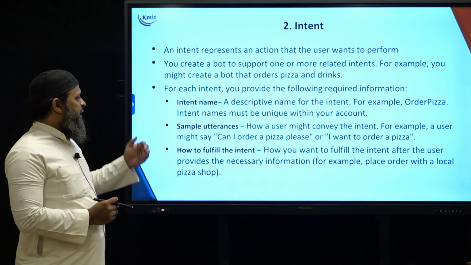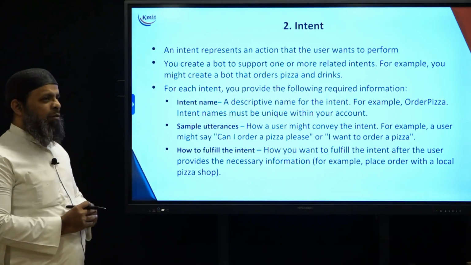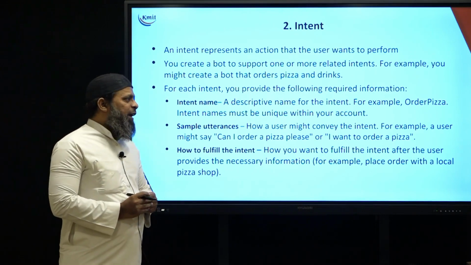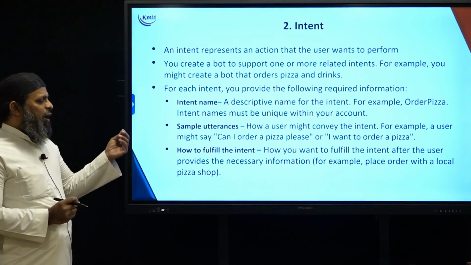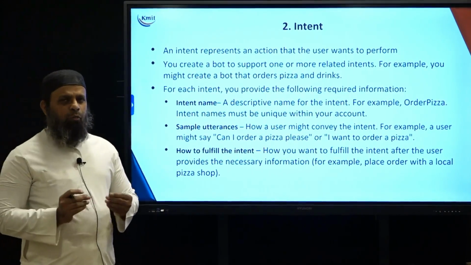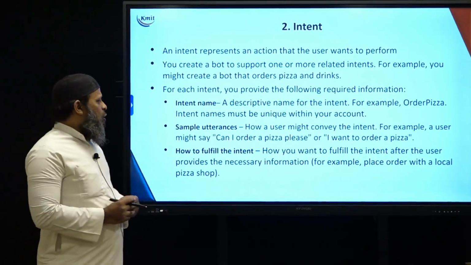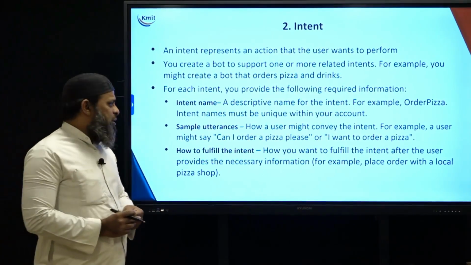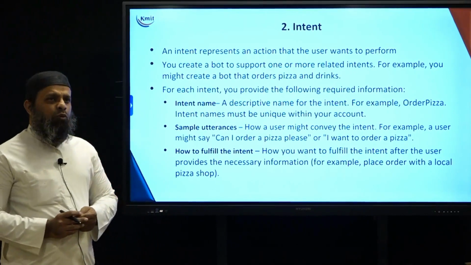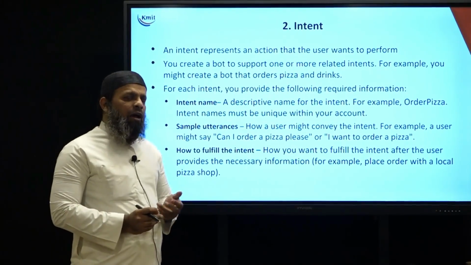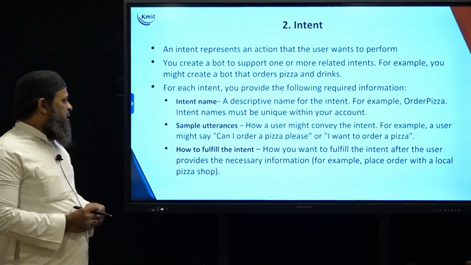Every intent should also have a name, and that name should be descriptive, meaning it should tell what that intent is going to do. Suppose I am creating a pizza order bot, then my intent will be OrderPizza. The intent will take utterances, meaning what the user is going to say, or how the user is going to order. Those are all taken as utterances.